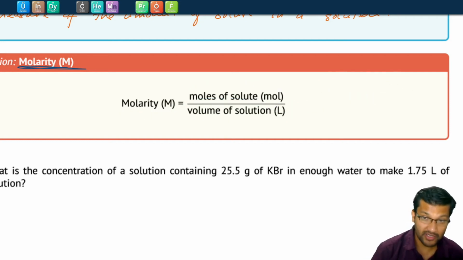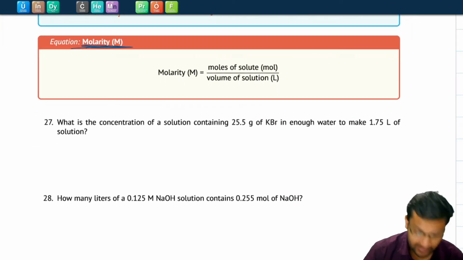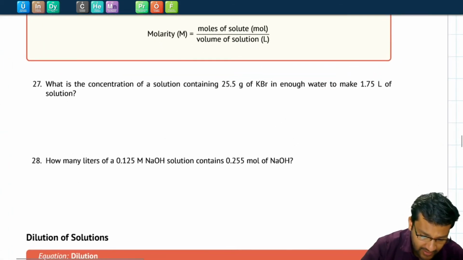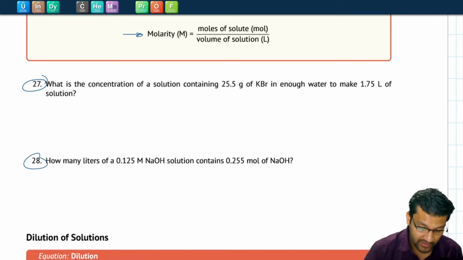There are going to be other units of concentration that we're going to use, but for now let's stick to molarity and look at some of those calculations. Now that you know how to calculate molarities, try to see if you can do numbers 27 and 28 by yourself. Pause the video, and when we unpause, we're going to look at them.